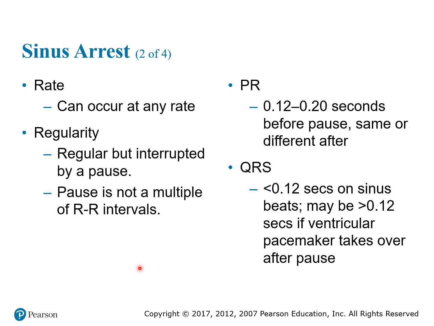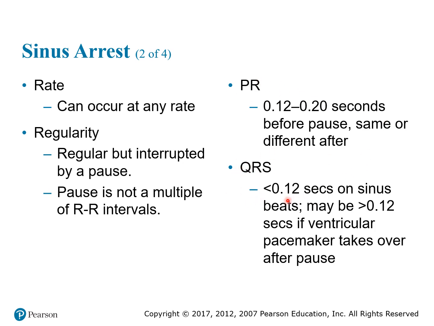So with a sinus arrest, the pause can occur at any time. The rate can vary. It is regular except for that interruption, and then after the interruption, it goes back. The pause is not a multiple of R-R intervals. The PR interval is 0.12 to 0.20 before the pause, and then same or different after the pause. So you'll have a normal PR interval like you should. You'll have the pause, and then after the pause, you may or may not have the normal PR interval back.